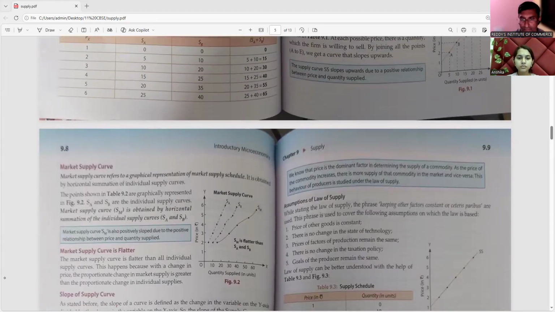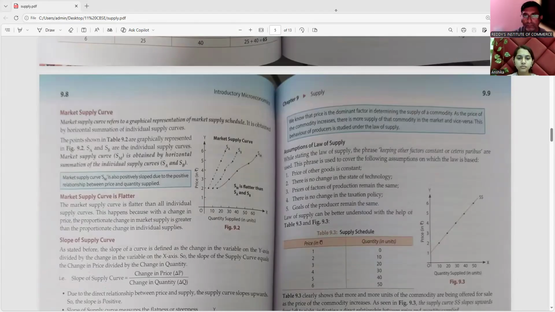For that reason, there are some assumptions also. While stating the law of supply, the phrase is keeping other factors constant, only price is changing. Right? Only price is changing.